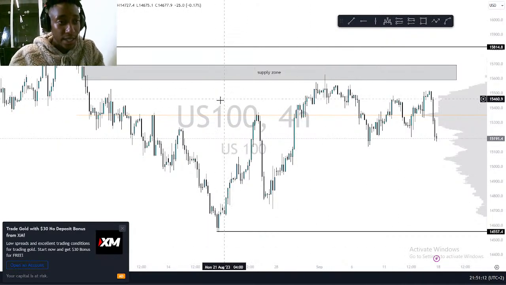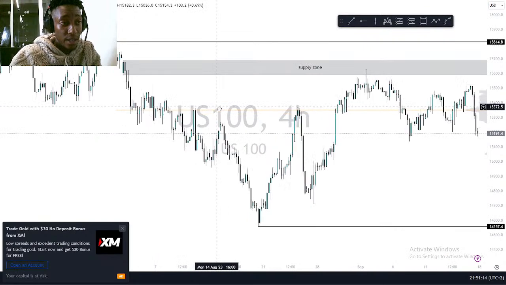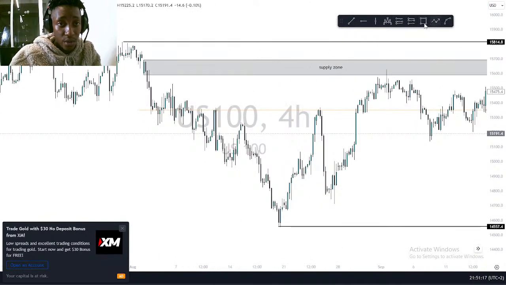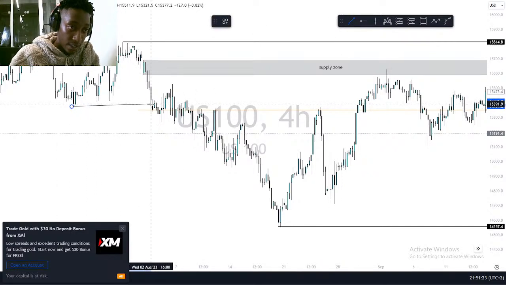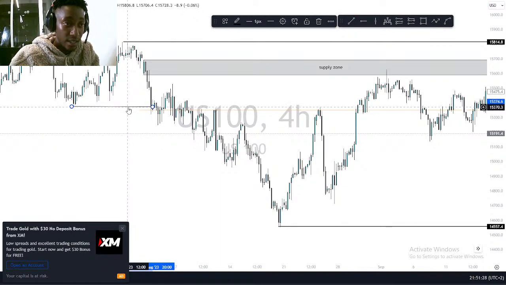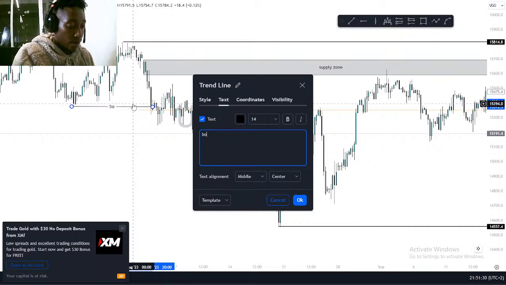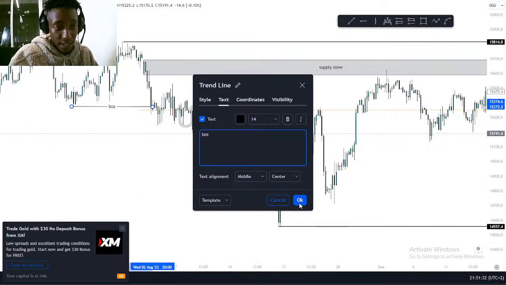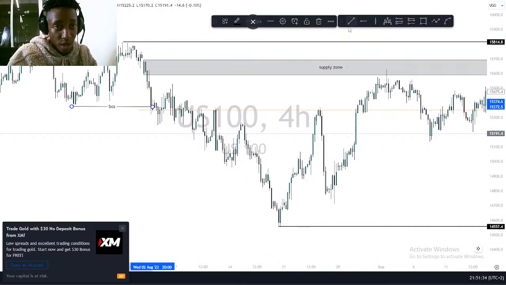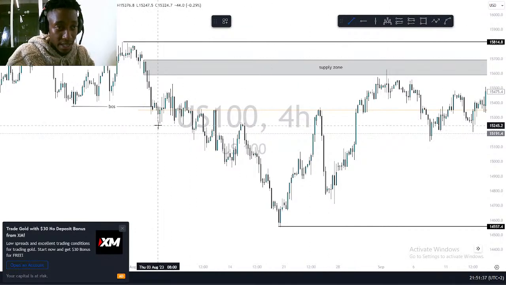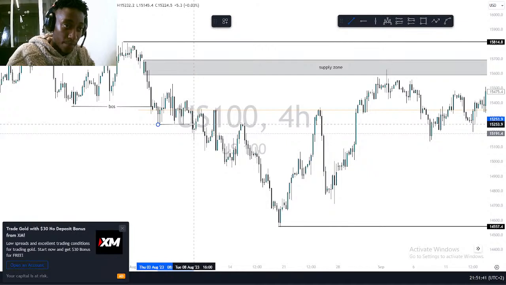So we can see that the market gave us a supply zone there, but from there we are also noticing a break of structure here. The market was breaking structures to the downside. You can see BOS. That's a break of structure. It's whenever the market gives you a low, and then it comes back, and then it takes out that low. So that's a break of structure, guys.